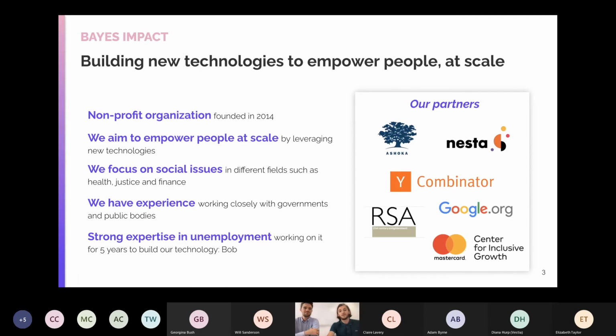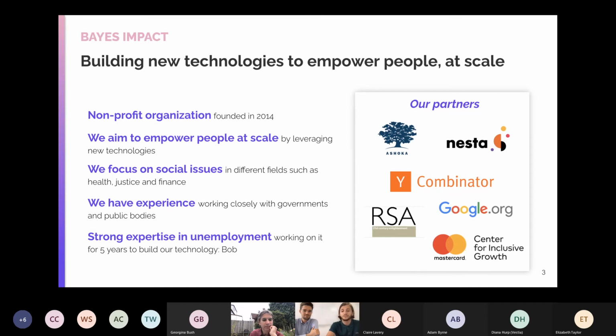So Base Impact, who we are. We are a tech non-profit founded in 2014, whose mission is to leverage new technologies to solve social issues as well as to empower people at scale. We've been working in different fields such as health, justice, and finance. And our most important project today is in the field of unemployment, where we've been working on Bob for the last 5 to 6 years.